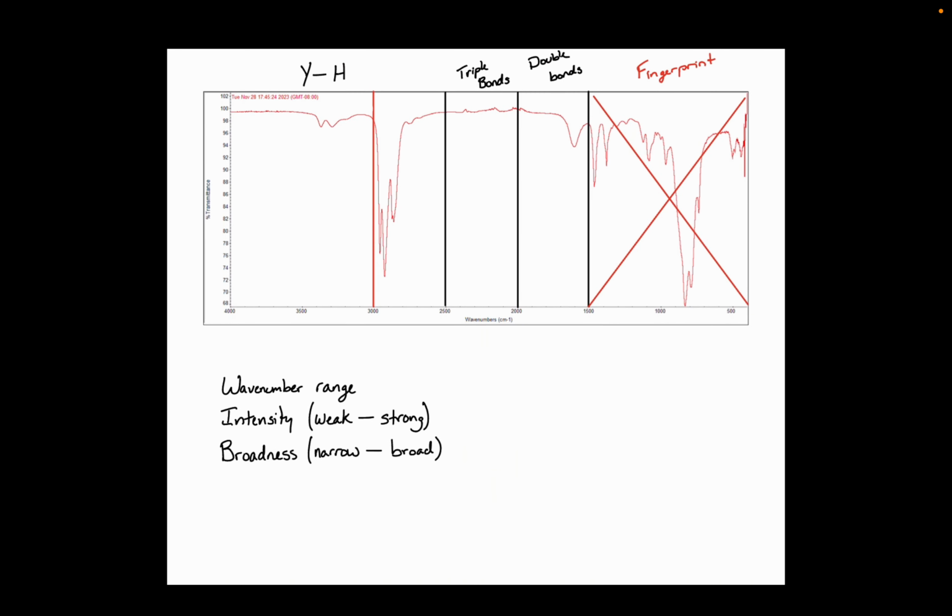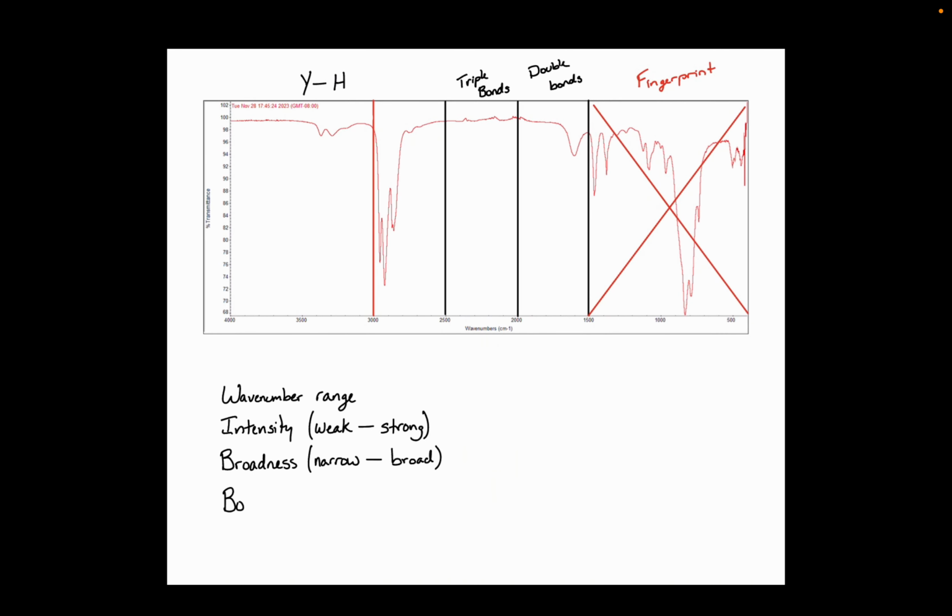And then lastly, you're going to need the bond that corresponds to that peak. Each one of these peaks is a result of bonds within our molecule vibrating at a particular frequency. That's how we're able to see them, and that's how we're able to determine functional group. So we need these four pieces of information for every peak that is above our fingerprint region. This is what I want to see in your lab notebook.